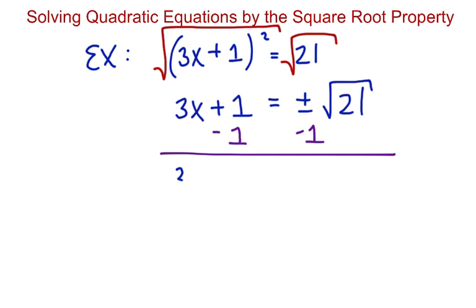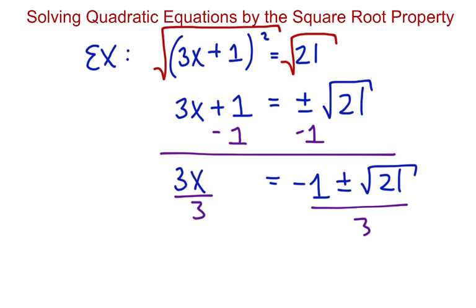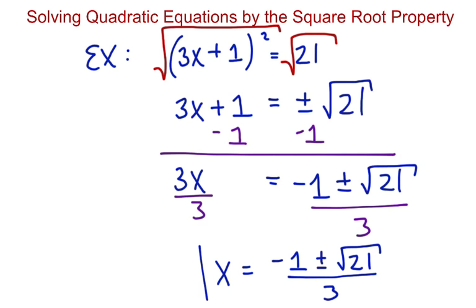To have now 3x is equal to -1 plus or minus the square root of 21. It's nice to put the radical at the end. And then we'll just do our final step by dividing both sides by 3. So here we could have x is equal to -1 plus or minus the square root of 21 all over 3. And that would be final solution there.